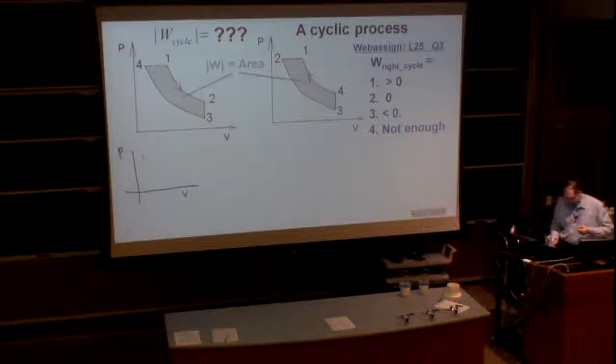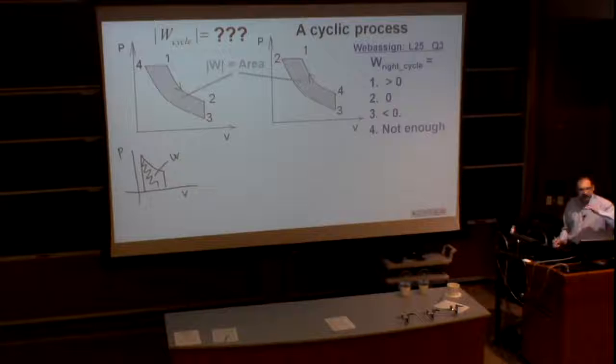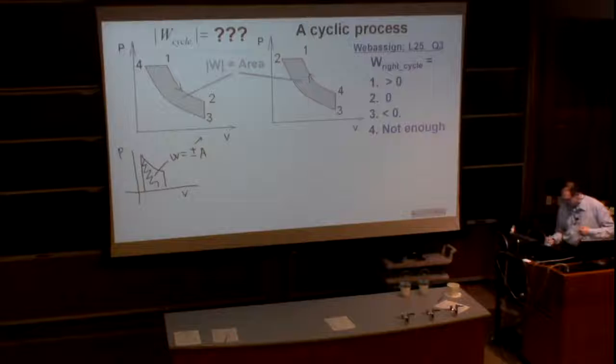And for any specific process, the amount of work done is equal to the magnitude of this area between the horizontal axis and the graph. Magnitude means this value could be positive or negative. And when is it positive, when is it negative? Well, it depends on what's happening to the volume. When the volume increases, the system expands, the work done by the system is positive. And when the volume decreases, the system contracts, the work done by the system is negative.